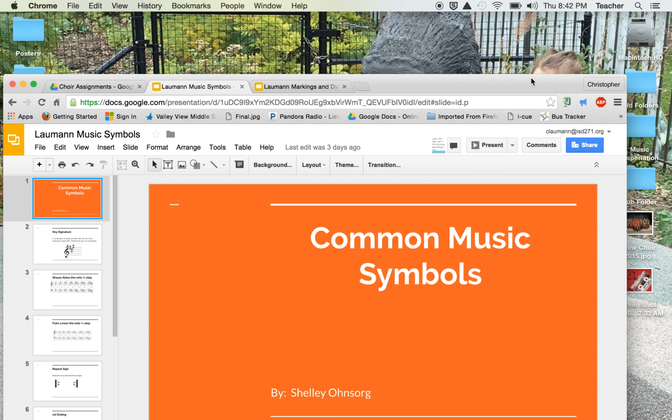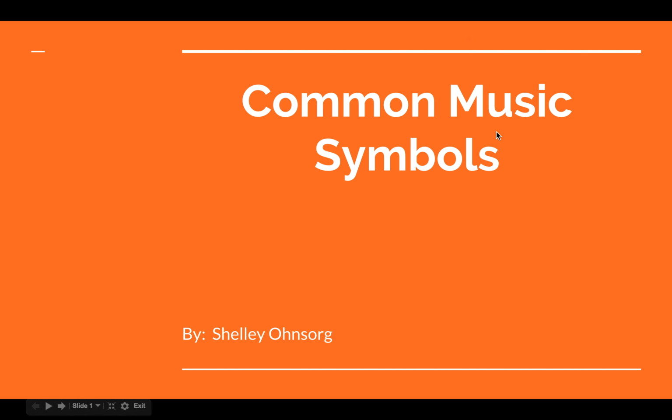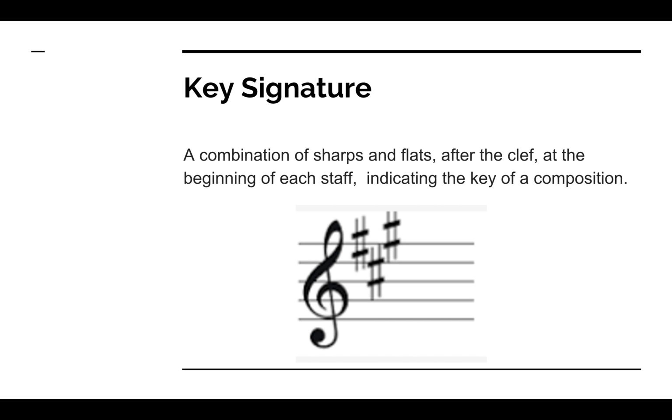Hello, choir students. We're going to take a look at common music symbols. These are things that you'd see normally in the scores that we look at, in the songs that we're working on. These are different symbols that you'll see throughout songs. Some of them are going to be familiar, some of them might look new, but just bear with me as I talk through them so that you have an idea of what these all are.